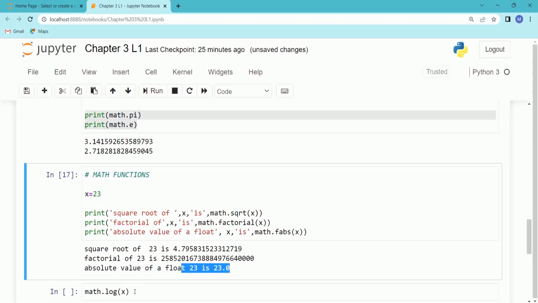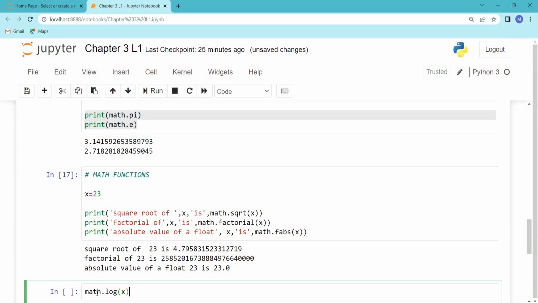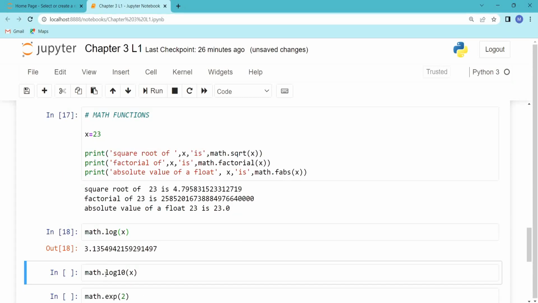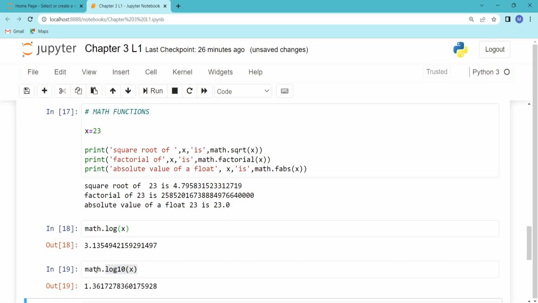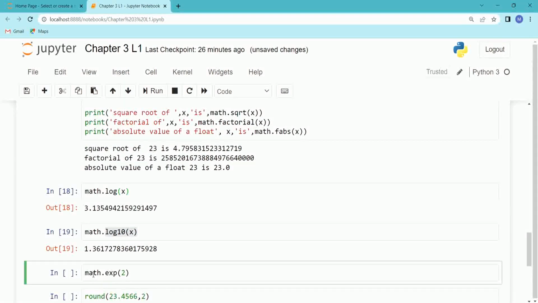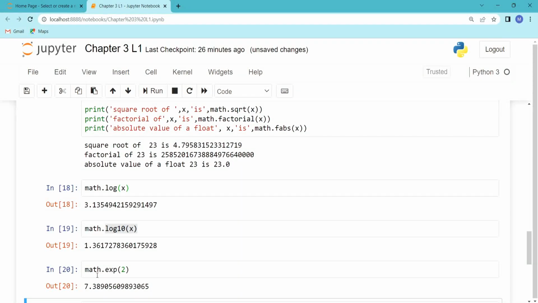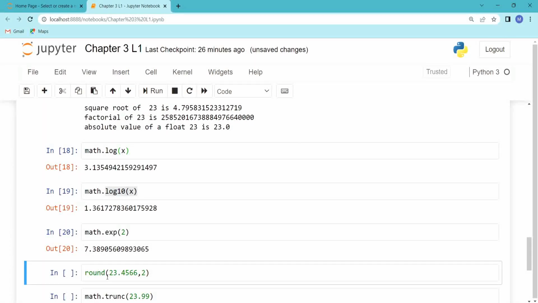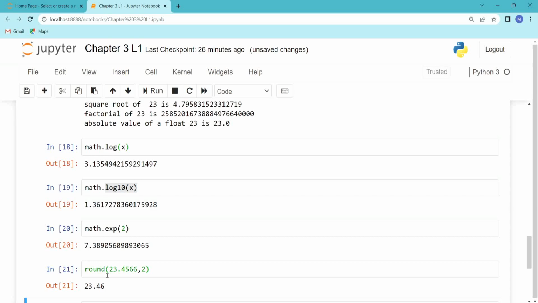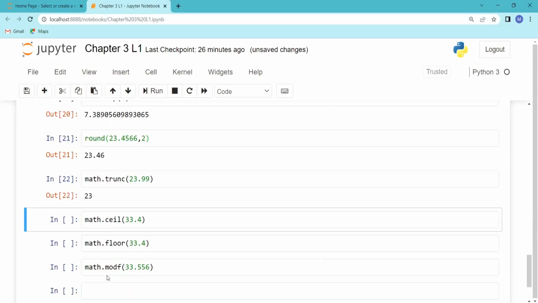Now let us go through a few more functions. Math.log of x calculates the natural logarithm of x. Next we have log to the base 10, and exponential of 2. Already discussed, right? The round off method. Then we have truncation. So these are important functions.